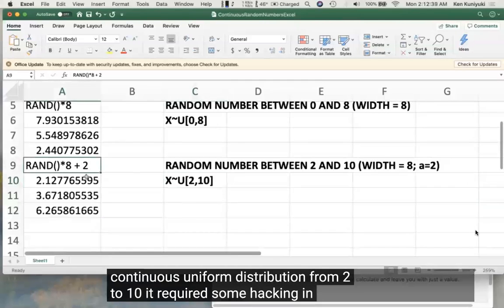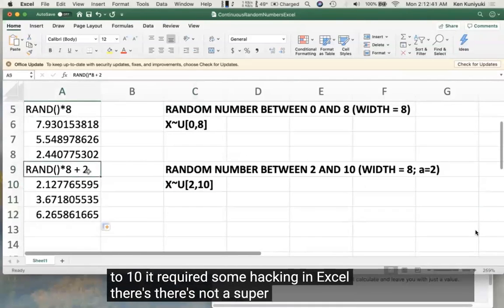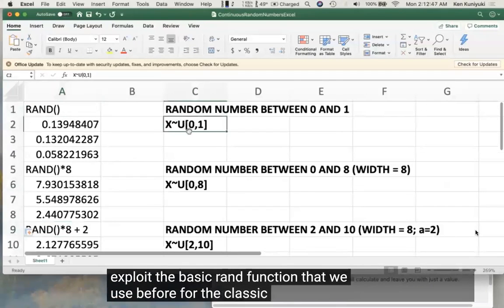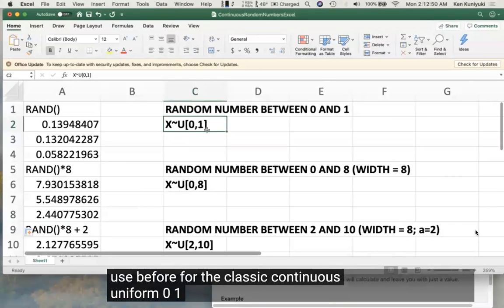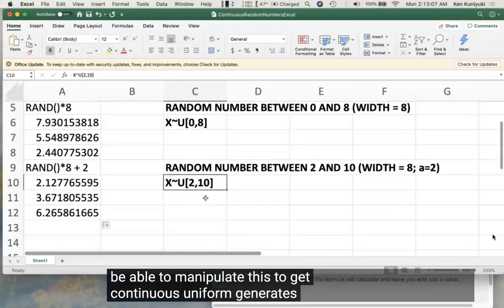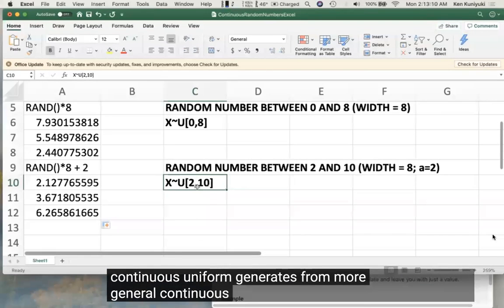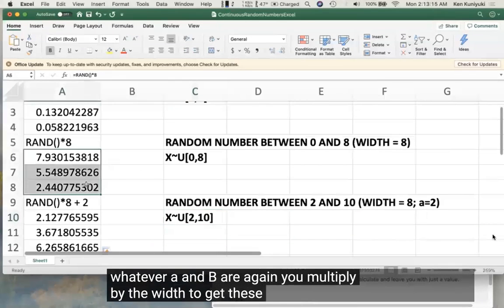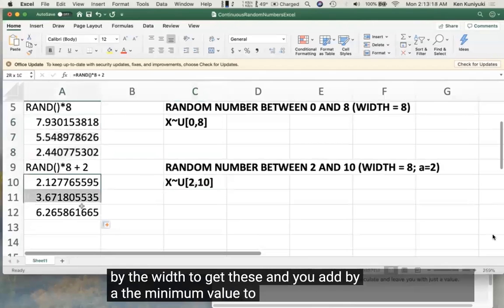It required some hacking in Excel. There's not a super clean formula for this, but you basically exploit the basic rand function that we used before for the classic continuous uniform 0, 1 distribution. So if your scientific calculator or Excel or your program can produce these kinds of generates, if it can work with this basic distribution, then you should be able to manipulate this to get continuous uniform generates from more general continuous uniform distributions, whatever A and B are. Again, you multiply by the width to get these, and you add A, the minimum value, to get these.